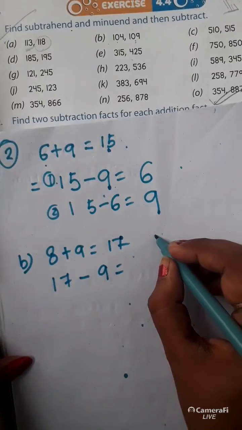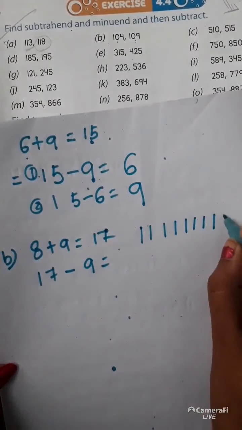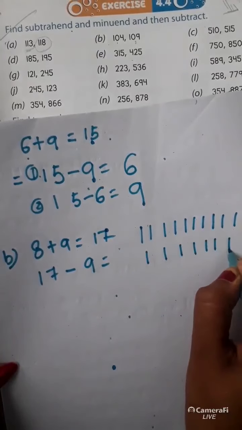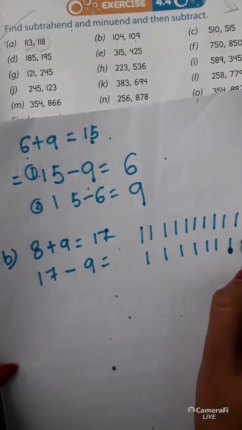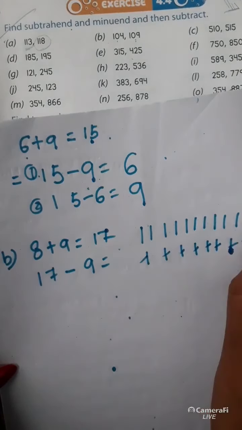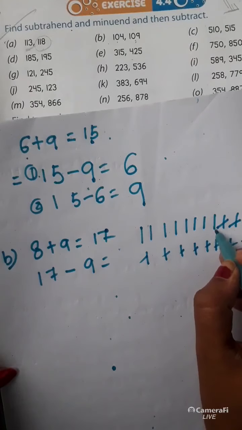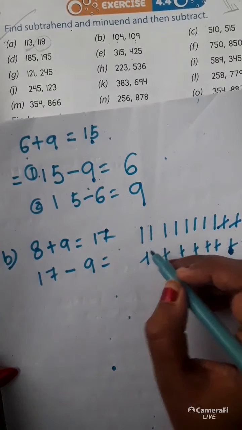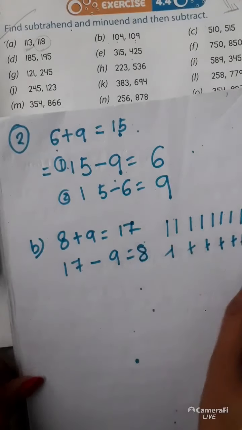You can do it like this: 1 2 3 4 5 6 7 8 9 10 11 12 13 14 15 16 17. Okay. Now what I will do, I will cut 9. 1 2 3 4 5 6 7 8 and 9. So how much is left? 1 2 3 4 5 6 7 and 8. So 17 minus 9 is 8.